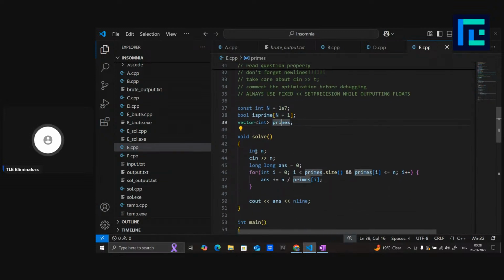So what I did was int n, cin n, ll ans equal to 0, and then I just iterated from i equal to 0, i less than primes.size(), and primes[i] less than or equal to n, and i plus plus. As soon as my prime becomes greater than n, I break. So ans plus equals n by p, n upon primes[i], and cout ans. Okay.